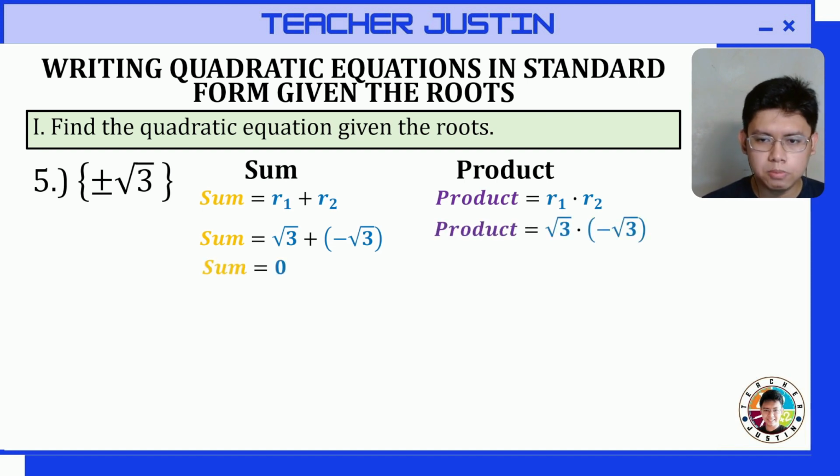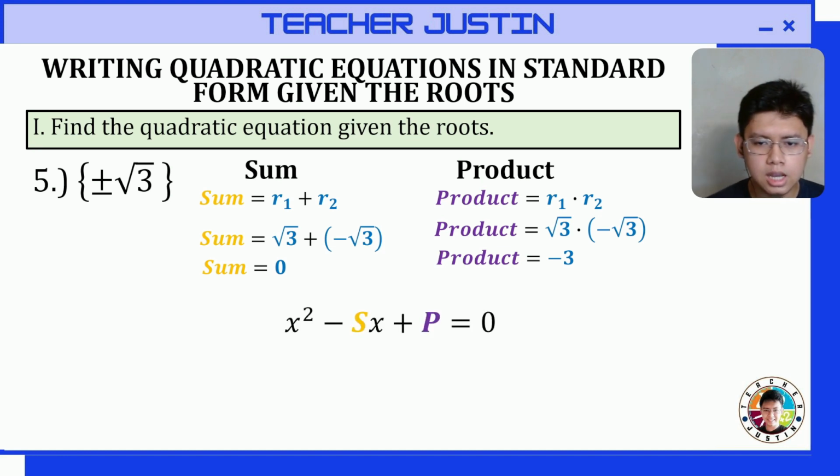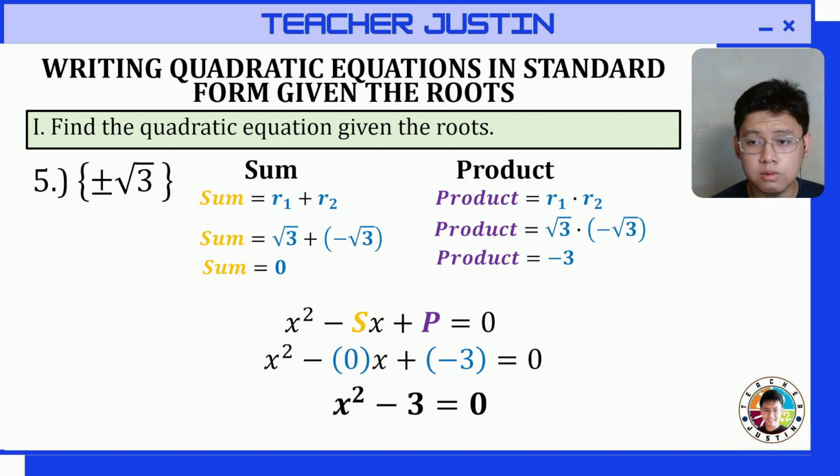Okay, now, let's proceed to our product. Let's multiply square root of 3 times negative square root of 3. Now, remember, coefficient times coefficient, radicand times radicand. This will give us negative 3. Now that we have our sum and product, let's use the formula x squared minus sx plus p is equal to 0 and substitute the value of our sum and product. So, substitute tayo. It will give us x squared minus 0x plus negative 3 is equal to 0. So, let's simplify our sign. So, this will give us x squared minus 3 is equal to 0. And that's it. Ta-da!